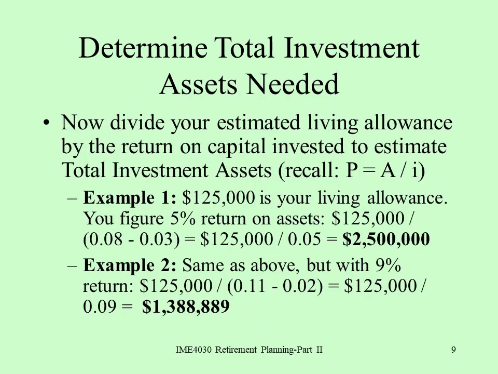We're going to divide our estimated living allowance when we retire by this return on capital invested, and that will give us how much we're going to need to have upon retirement in order to fund our retirement. In example 1, if we use $125,000, which we had talked about before, and our example 1 retirement percents, 8 minus 3 is the 5%. We divide that into 125,000, and that's $2.5 million we would need to have in order to generate $125,000 a year that we could live off of and pay our taxes.